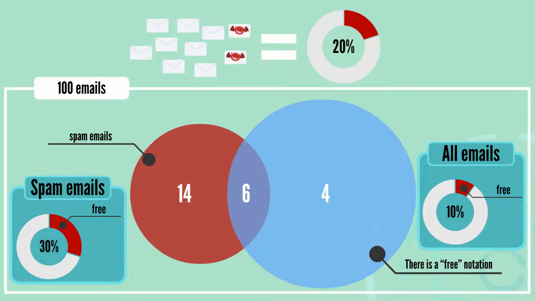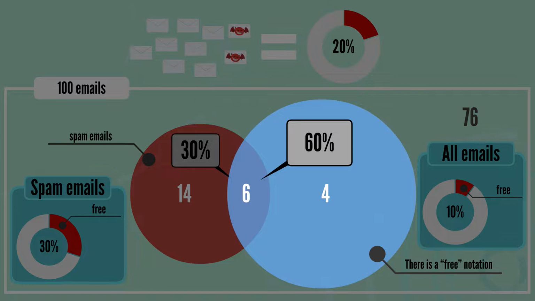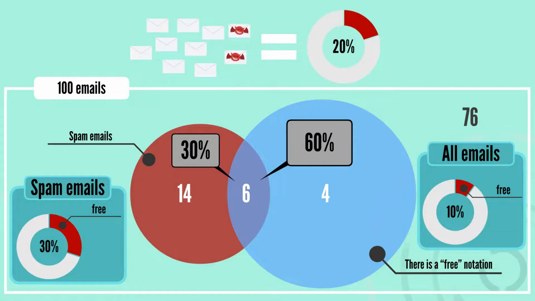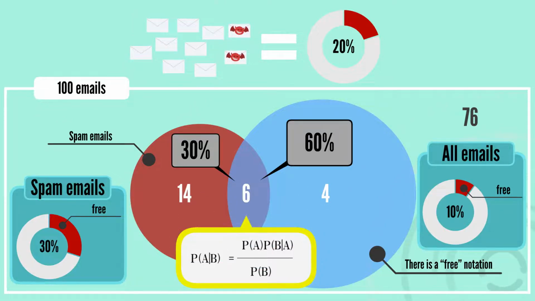The number of emails that are not spam emails, and do not contain the word "free" in the text, is 76. 30% of spam emails contain the word "free" in the text, but when seen from a different point of view, 60% of emails with the word "free" are spam emails. The difference is whether the 6 emails within the overlapping area are evaluated as spam emails or emails with the word "free." Bayes' theorem is a mathematical expression that describes the relationship between the overlapping area of the circles.